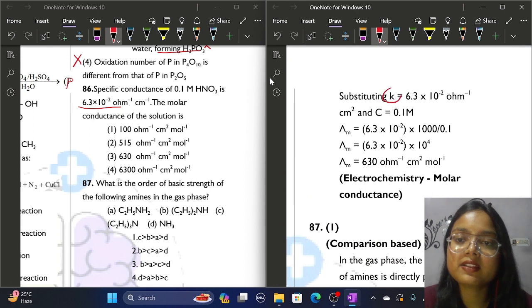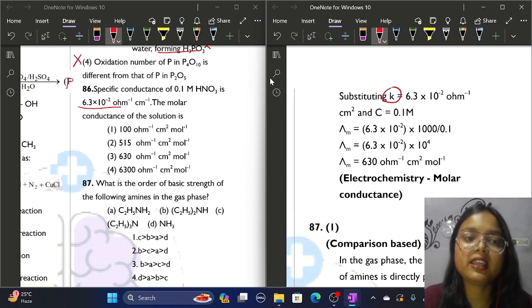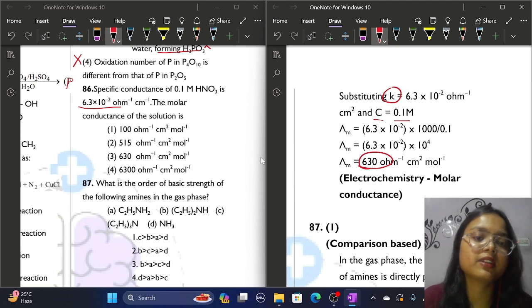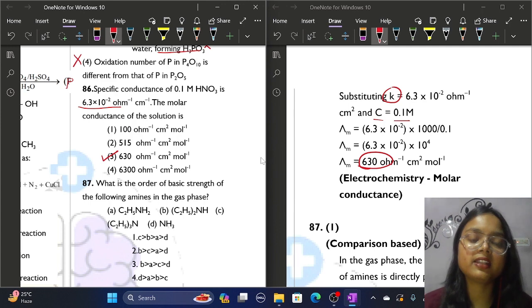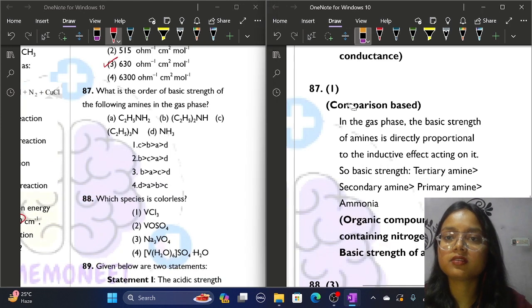So we will substitute the given value of K here. K is the specific conductance and C is the concentration. Upon putting all this, we will get the answer: 630 ohm inverse centimeter square mole inverse.